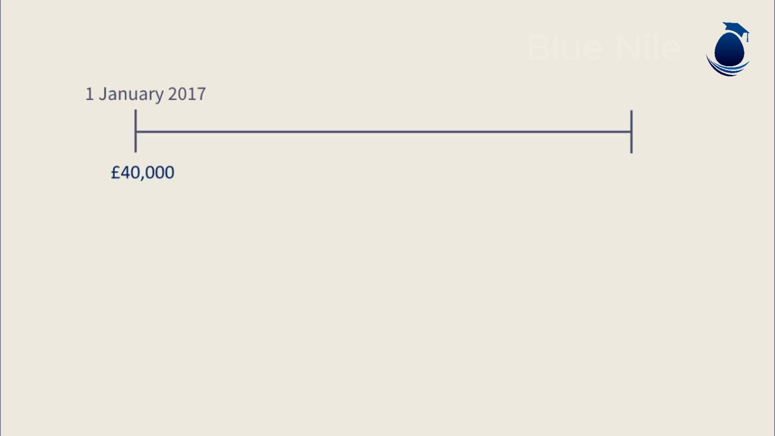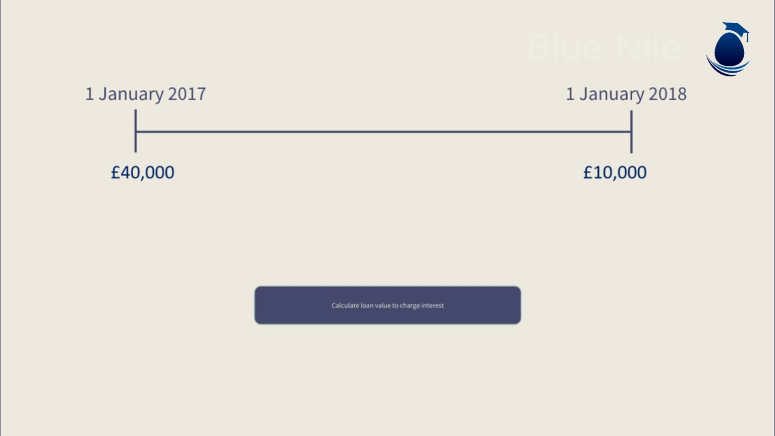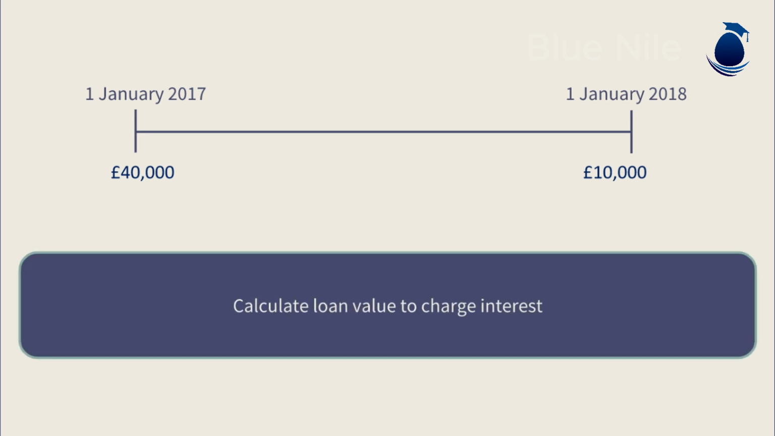First, let's consider Tess. Tess is provided with a loan by her employer of £40,000 on the 1st of January 2017. Just one repayment has been made by Tess at £10,000 on the 1st of January 2018. Tess has paid no interest to her employer. To calculate the benefit for the 2017-18 year, we therefore need to first calculate the loan values on which to charge interest.